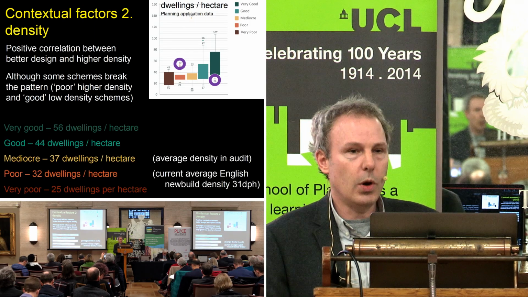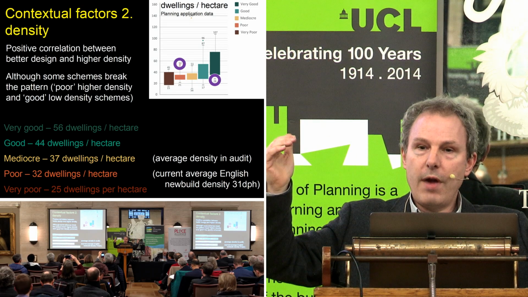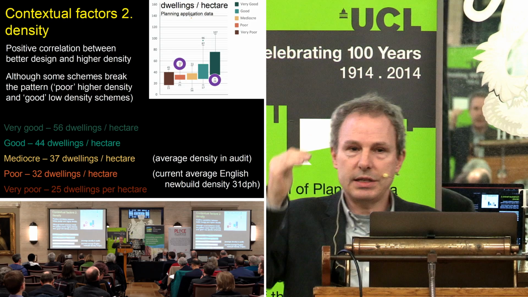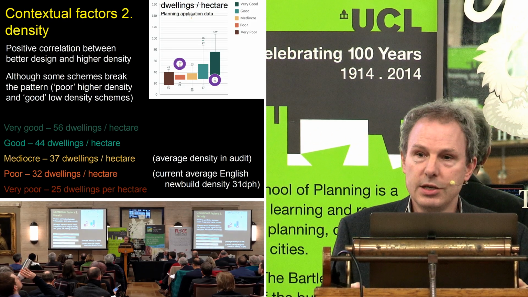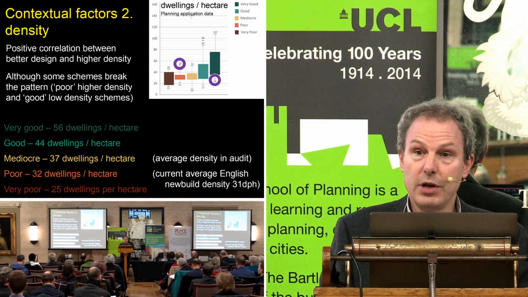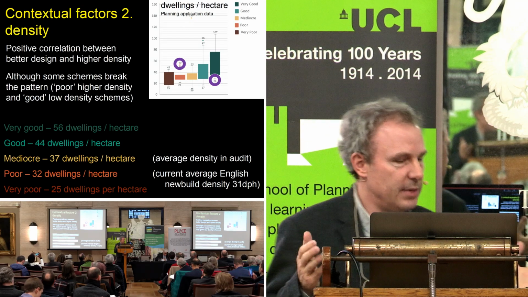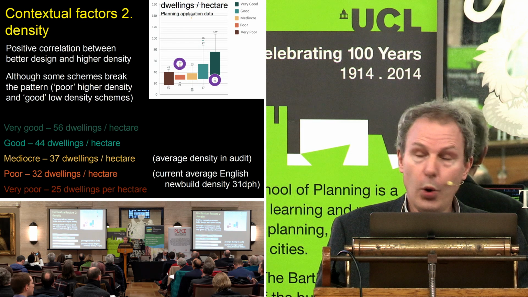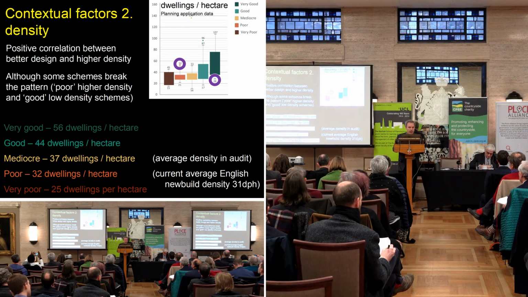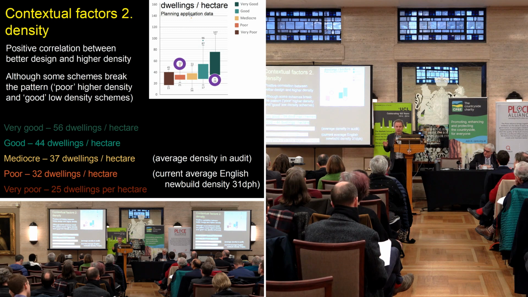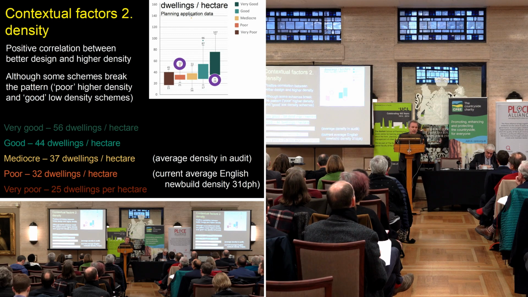What was clear though was that from very good down to very poor, you see a descending profile in terms of density. Our average for very good schemes was 56 dwellings per hectare. So not high density, but a sort of medium density, if you like. Going down to very poor at an average of 25 dwellings per hectare. The average density in the audit was 37, solidly mediocre. The average current density being built in the UK is apparently 31 dwellings per hectare, more or less what we were scoring for poor schemes.